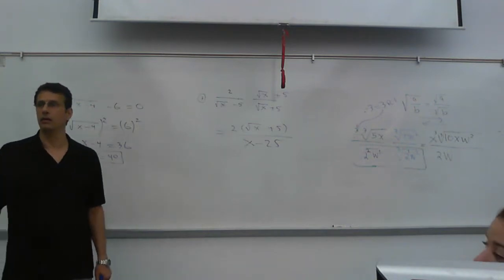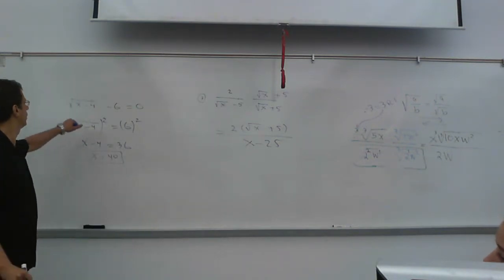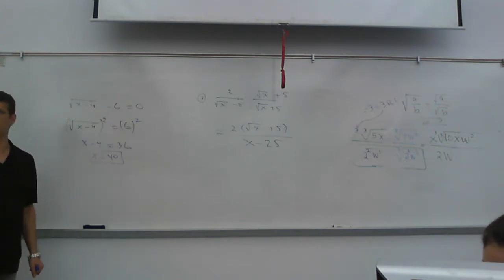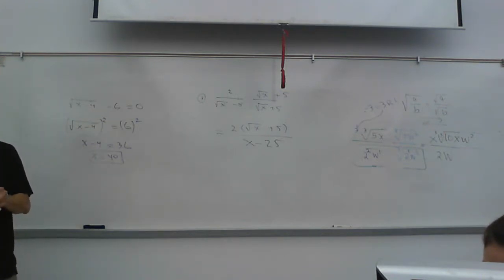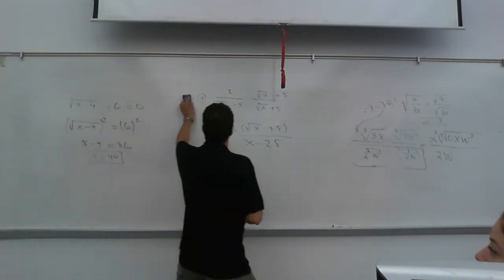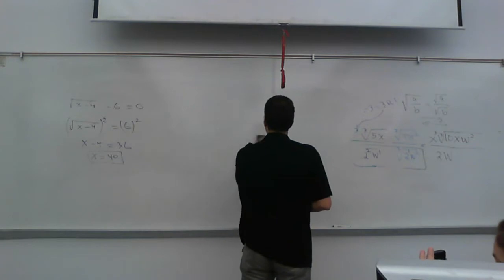Now, are we done? Check. We check. 40 minus 4? 36. Square root of that minus 6 is 0. Simple, right? All right. Let's look at the next couple of examples.